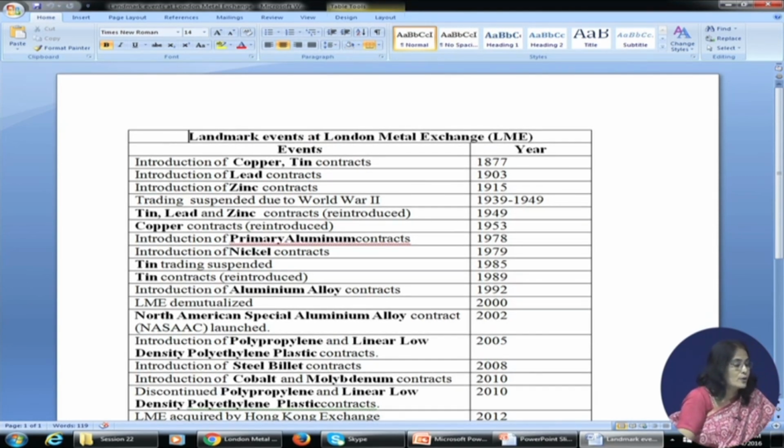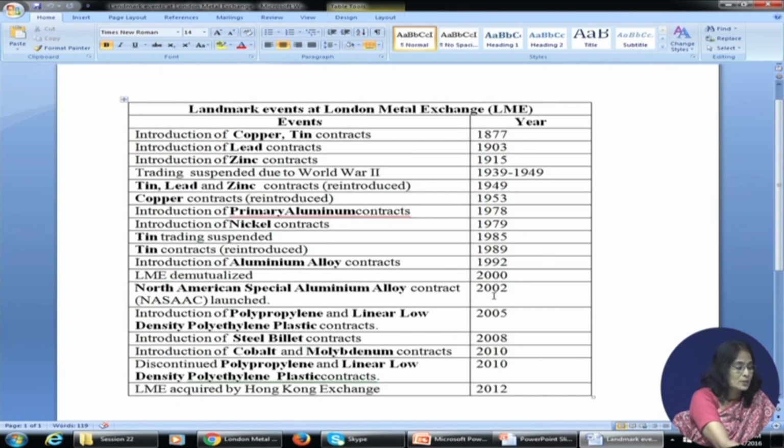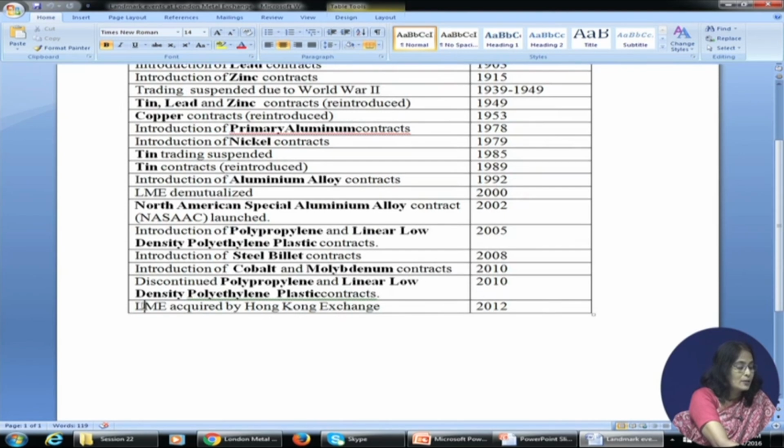This introduction of copper and tin contract, futures and option contract on tin, started in the year 1877, and other contracts have been introduced in different years. I am not going into this detail. Another interesting aspect is that London Metal Exchange was acquired by Hong Kong Exchange in 2012.